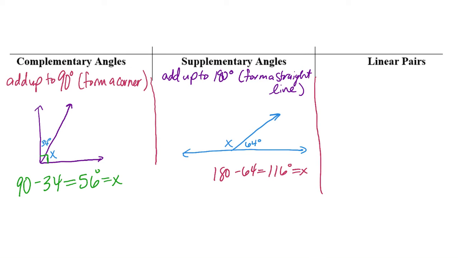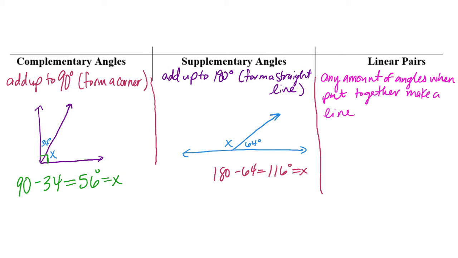All right, linear pairs. Any amount of angles when put together make a line. And just so you remind yourself, that should be a total of 180 degrees.